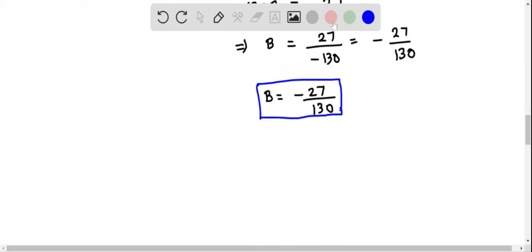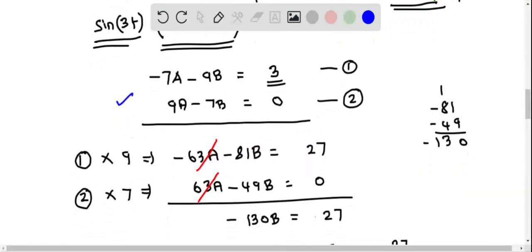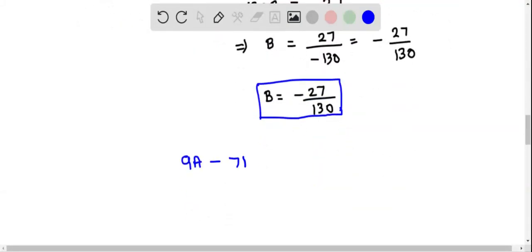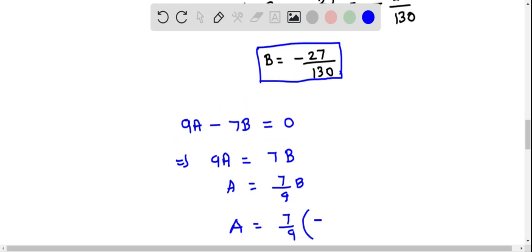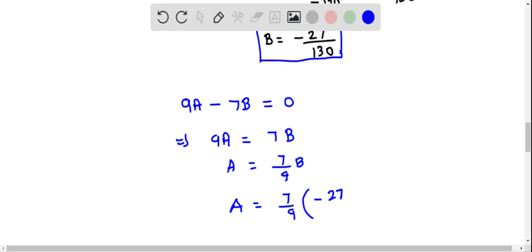So we get 9a minus 7b equals 0. And this implies if we add 7b to both sides, we get 9a equals 7b. So a equals 7 by 9 times b. So we just have to substitute for b. Therefore, a equals 7 by 9 times b. b is negative 27 over 130.